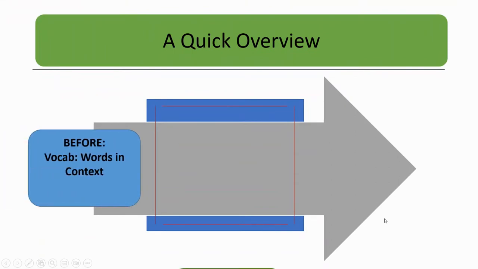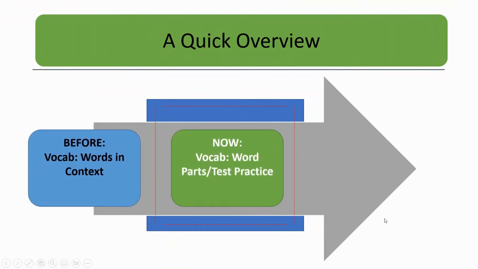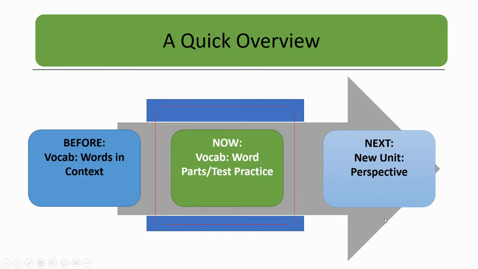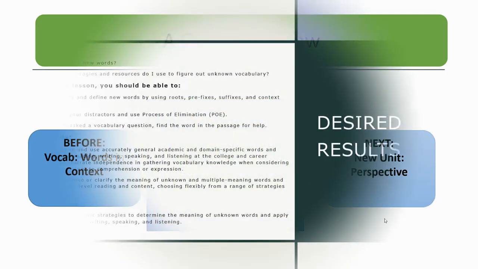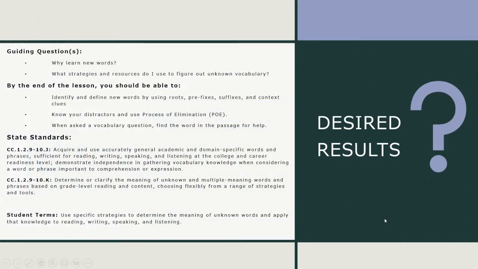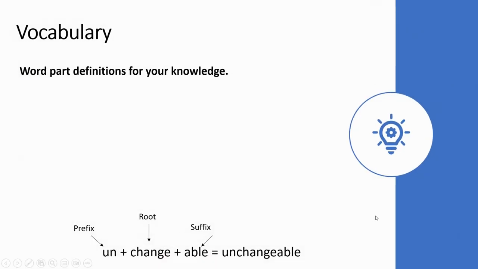So, we have talked about words and context. We'll be talking about word parts and test practice, and we will be on a new unit for perspective. We are going to be using specific strategies to determine the meaning of unknown words and apply that knowledge to reading, writing, speaking, and listening. So, the first thing is word part definitions for your knowledge.